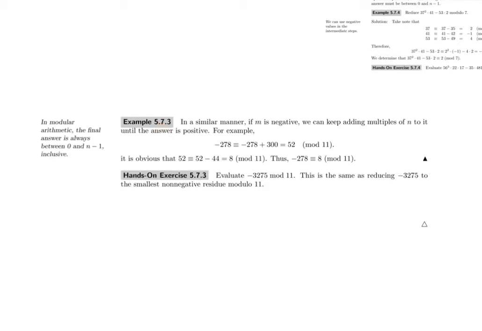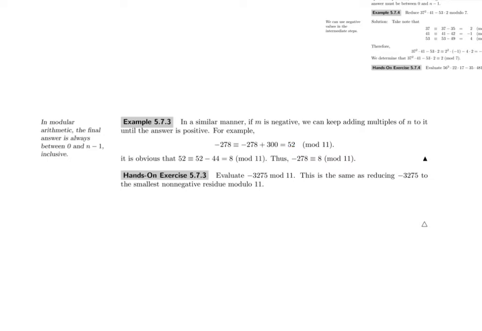Consider this example, 5.7.3. We have negative 278 and we want to reduce it mod 11. We want to get it to somewhere between 0 and 10. Well, negative 278 is negative, so we have to add something to it to get it to be a positive number. Now the 300 here, I know that that's not a multiple of 11. This is just a convenient number to add to this negative number so that we end up with a positive number that we can apply similar techniques as we did in the previous example.